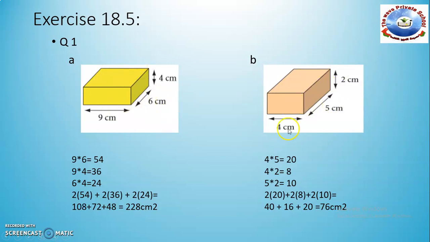Same like that, part B: 4 into 5, that is 20. 4 multiplied by 2 is equal to 8. 5 multiplied by 2 is equal to 10. Then 2 multiplied by length into width, that is 20, plus 2 multiplied by 8, that is length into height. After that, plus 2 into width into height, that is 10. When you multiply and add all these values, you get your answer, 76 square centimeter.